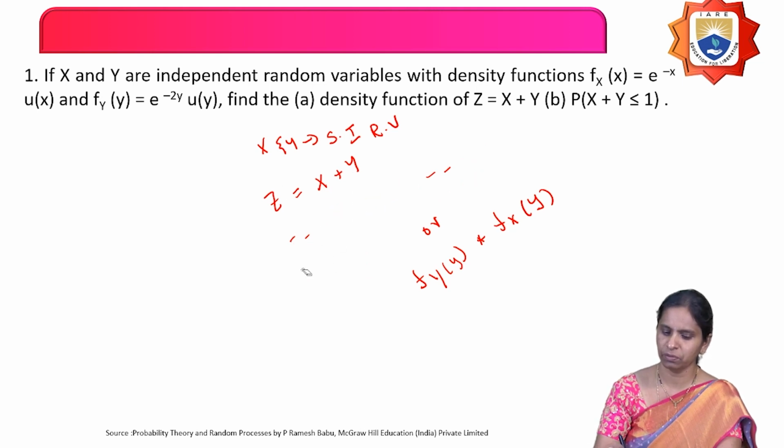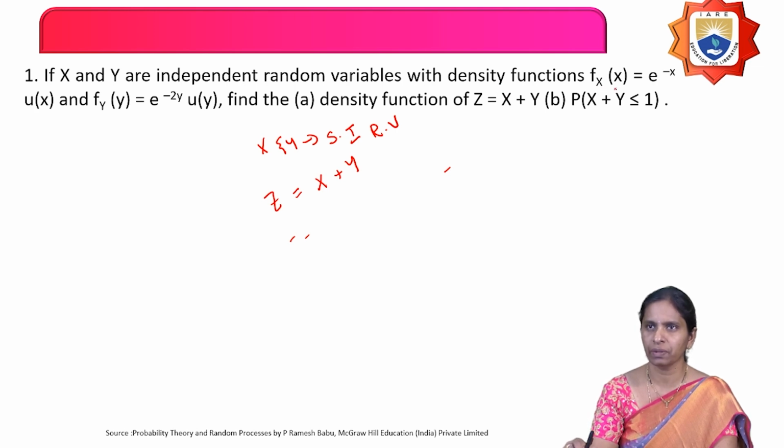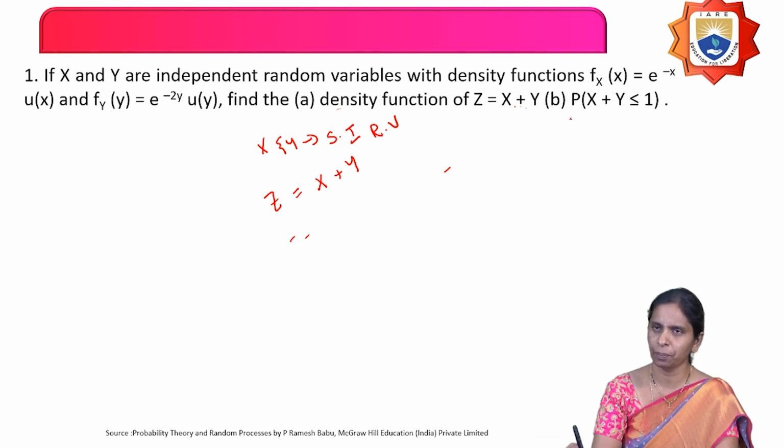Now, what is the given problem? They have given that X and Y are independent random variables, and the density functions of those two random variables are given by fX(x) equals e power minus x into u(x), and fY(y) equals e power minus 2y into u(y). The first problem is to find the density function of Z equals X plus Y. The second problem is to find P, where P represents a probability: the probability that the sum of those two random variables is less than or equal to 1.